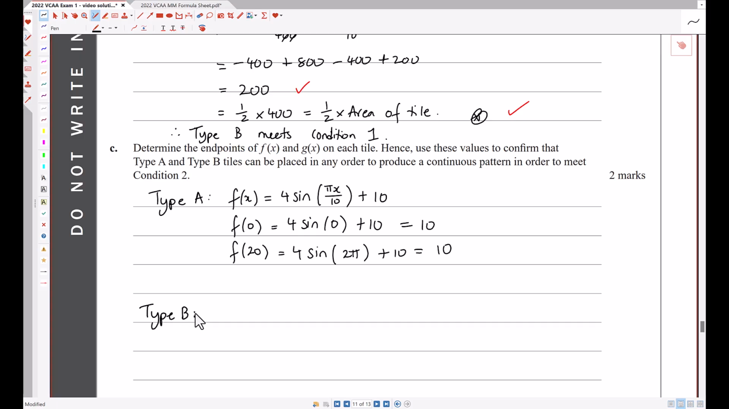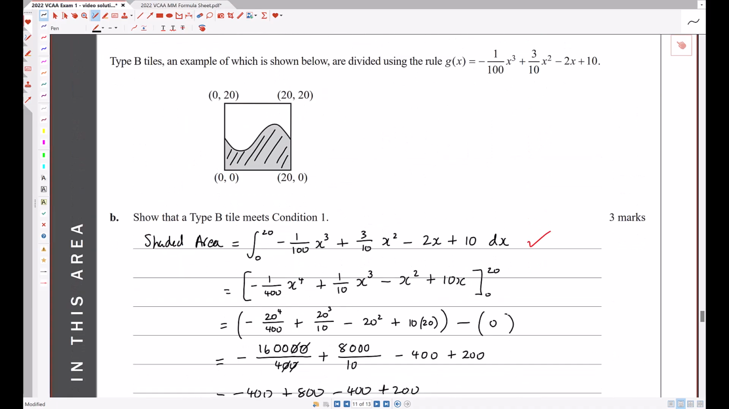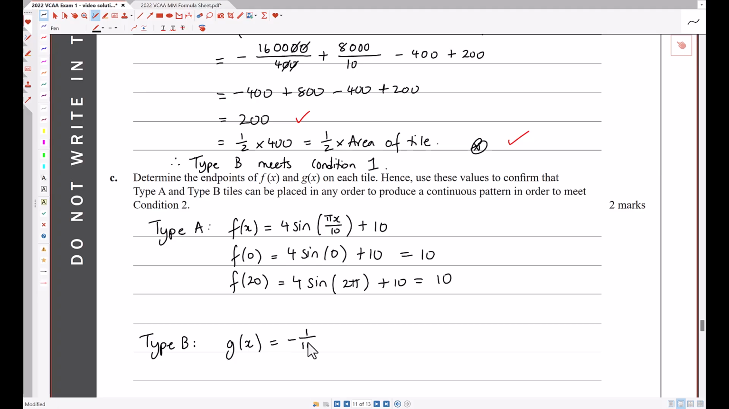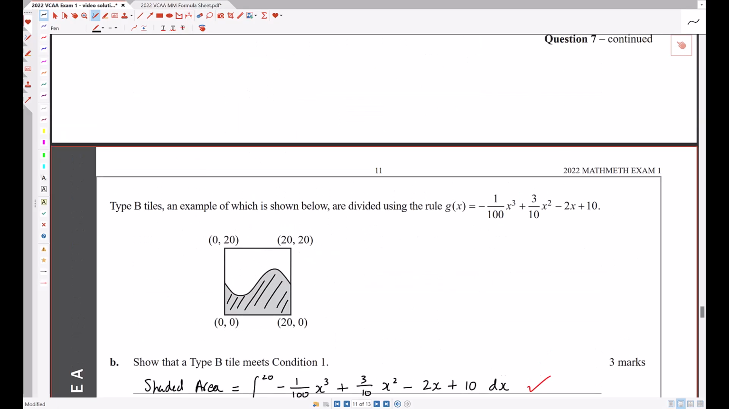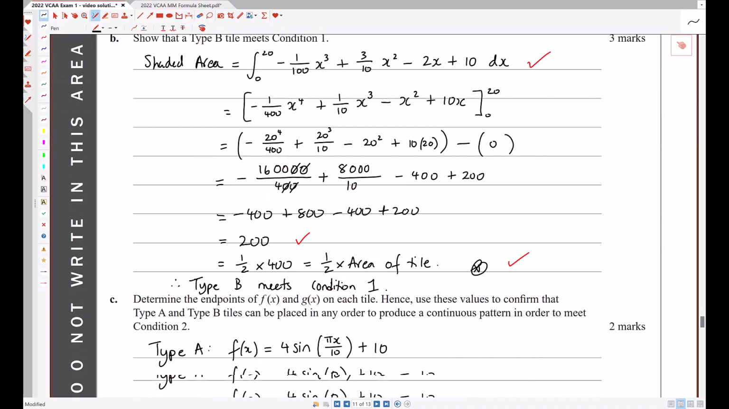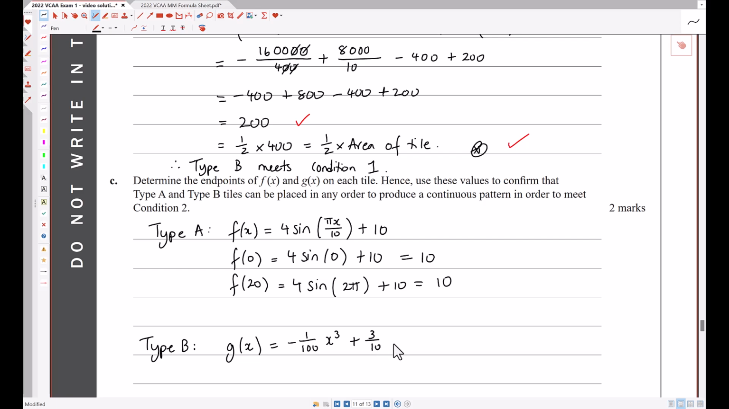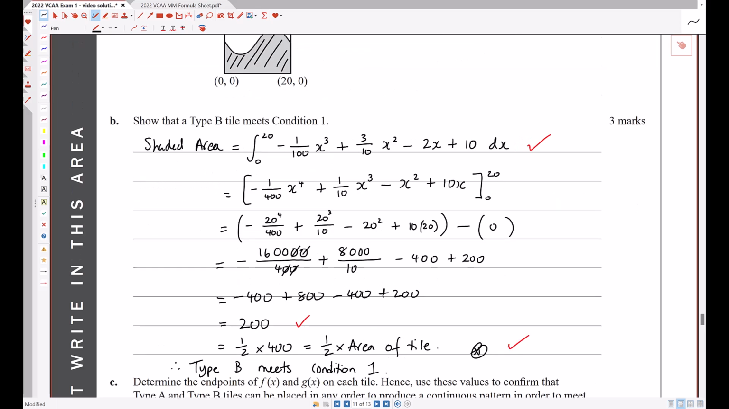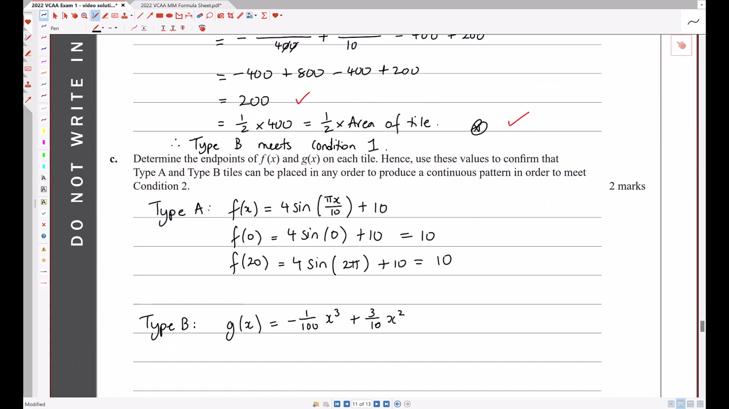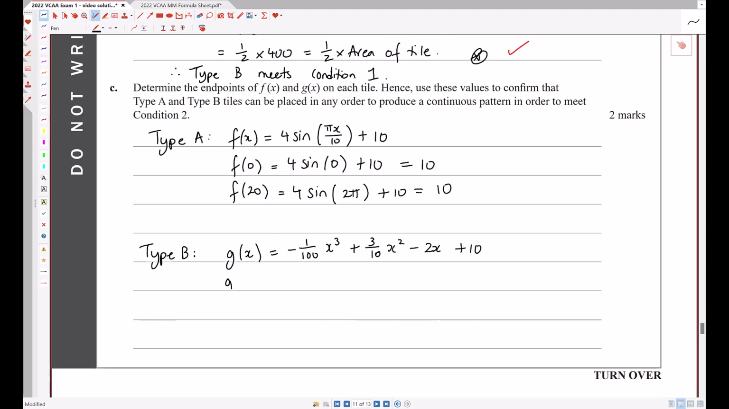Our rule was up at the top of this page. So g of x is negative 1 on 100 x cubed plus 3 on 10 x squared, I think it was minus 2x plus 10. Sorry. Okay, so g of 0 is just going to be 10, obviously. 0 plus 0 minus 0 plus 10. And g of 20 is going to be a bit uglier, but we've done some of this calculation already.